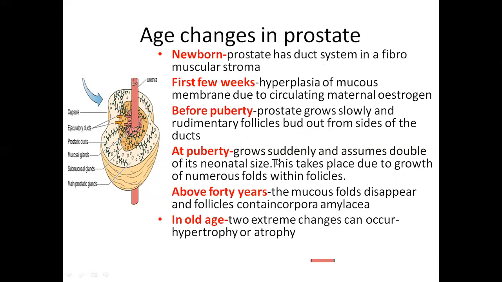At puberty, it grows suddenly and assumes double of its neonatal size. This takes place due to the growth of numerous folds within the follicles. Above 40 years, the mucus folds disappear and the follicles contain material inside, which is nothing but the amyloid bodies or corpora amylacea, the prostatic concretions. In old age, either it may undergo hypertrophy, which is the enlargement of the prostate gland, or it may atrophy, that is, the size of the gland may reduce.